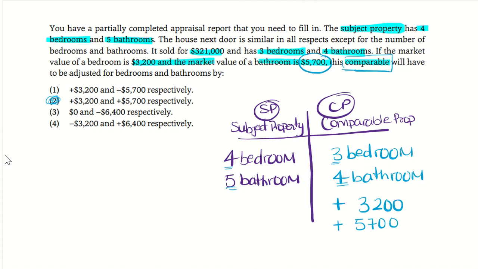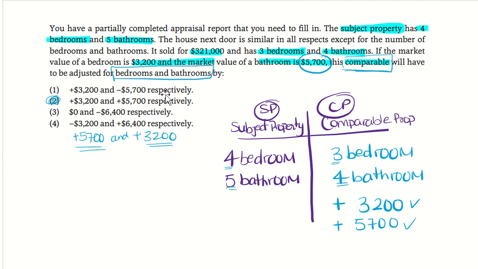Sometimes be careful. They will say plus 5700 and plus 3200 as one of the choices. Even though we are using the right numbers, please make sure they adjust for bedroom and bathroom by. They have the word bedroom first, then bathroom. So be careful and look at all the choices. Bedroom comes first, so we adjusted bedroom with 3200, and we adjusted bathroom for 5700. So this is the right answer. That's it. I hope that makes sense.